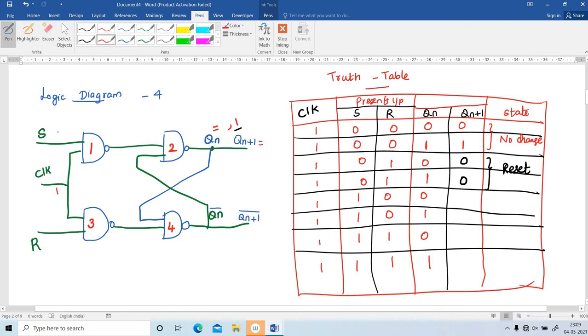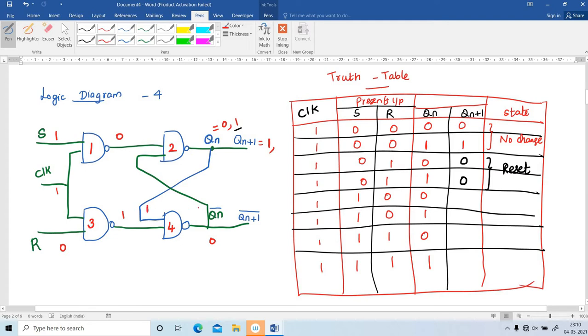Okay, S is equal to 0. No, S is equal to 1 and R equal to 0. 1 into 1, the whole bar, that is equal to 0. Then 1 into 0 bar equal to 1. First apply the present state 0. 0 into 1, that is 0. 0 into 0 is 1. Next state is 1. And next, apply the value 1 instead of 0.